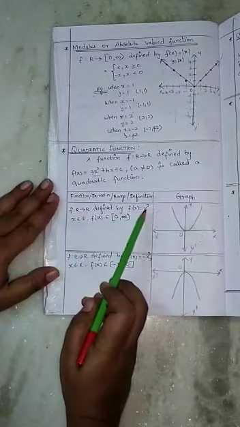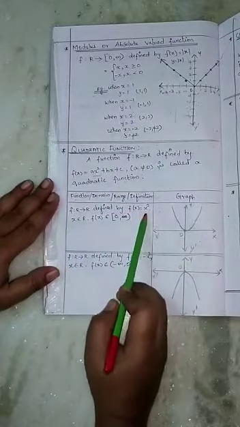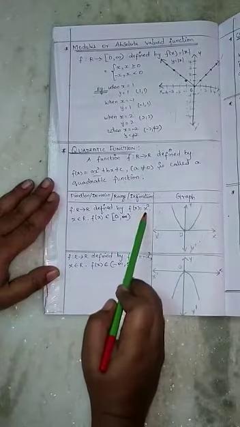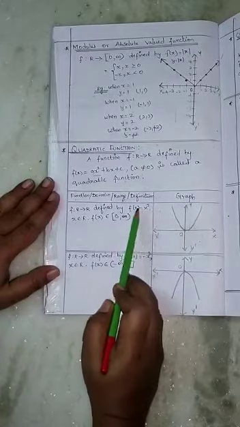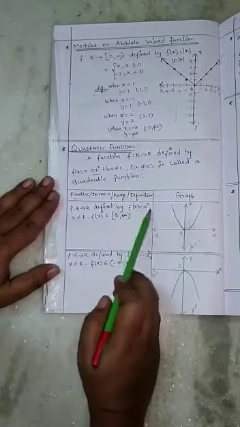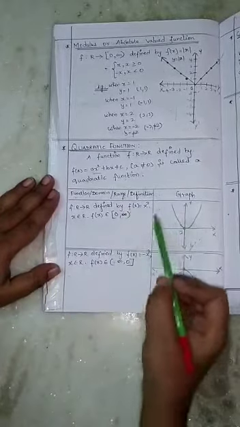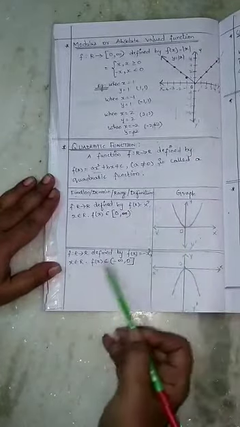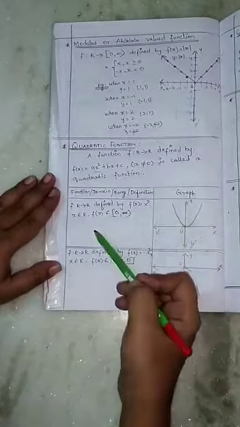See f is mapping R to R defined by f of x equal to x square. f of x equal to x square means if you are putting 1, y equal to 1. 2 means 2 square 4. Okay, so 2 comma 4, 3 comma 9, 4 comma 16, like that it will move on. Okay, if you are putting minus value also, it will become plus value.